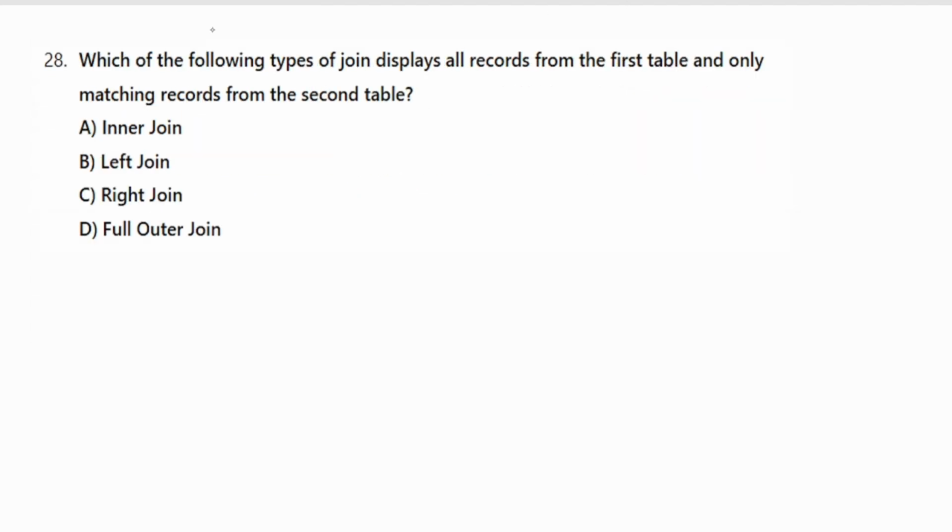Now move to the next question. Which of the following types of join displays all records from the first table and only matching records from the second table? The correct option here is left join, option B, because a left join returns all the records from the first (left) table and only matching records from the second (right) table, whereas an inner join returns only the matches from both tables. So the join that displays all records from the first table and only matching records from the second table is left join.